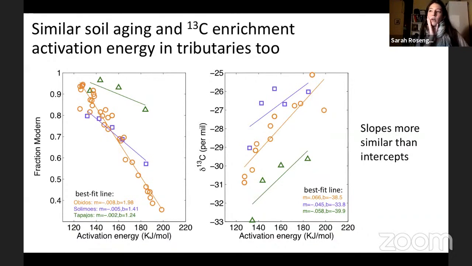And I just want to point out, I haven't spent too much time looking at this. This is a newer plot that I did, but the slopes are more similar than the intercepts, is the main take-home message that I wanted to convey here. So perhaps even if each individual tributary is mobilizing different sources of soil organic matter, you have the same thing happening with the mixing of soils with different degradation histories in each tributary. So I thought it was interesting that the data from the main stem and the Solimoes and Tapajos exhibit a similar pattern.